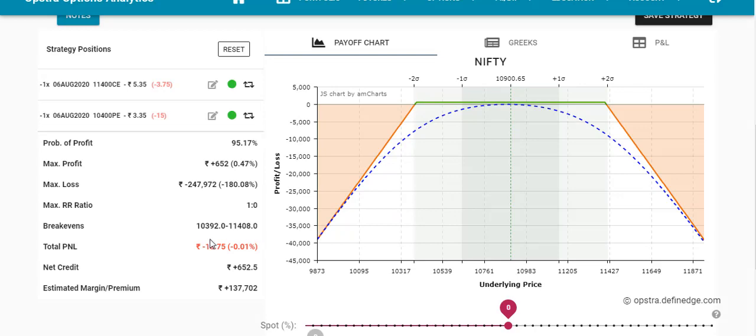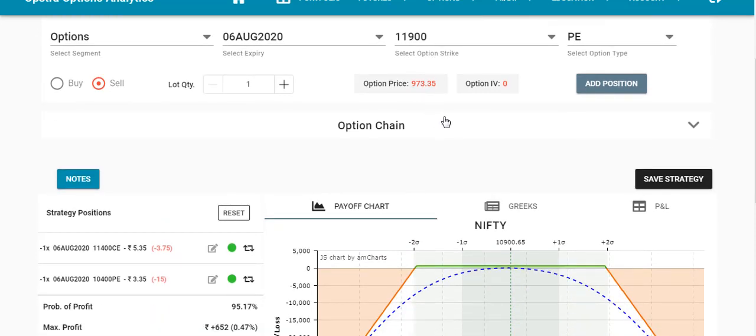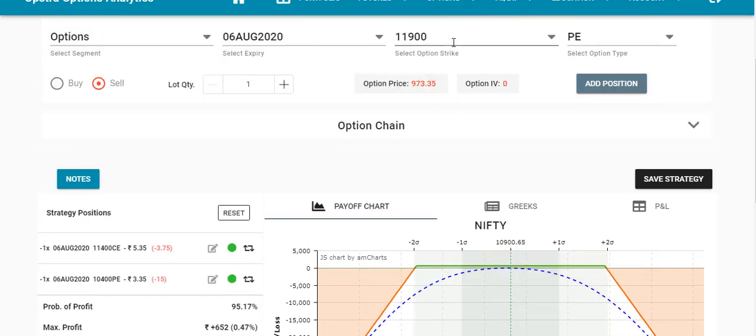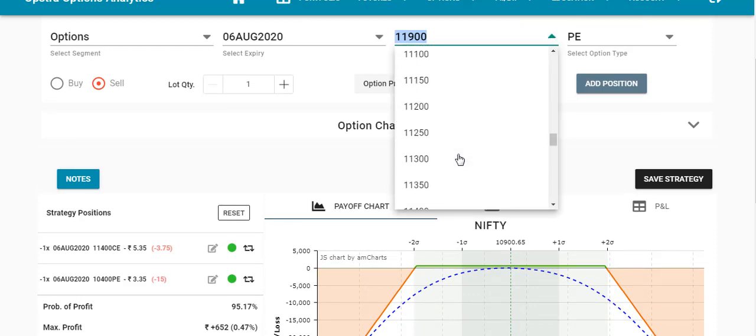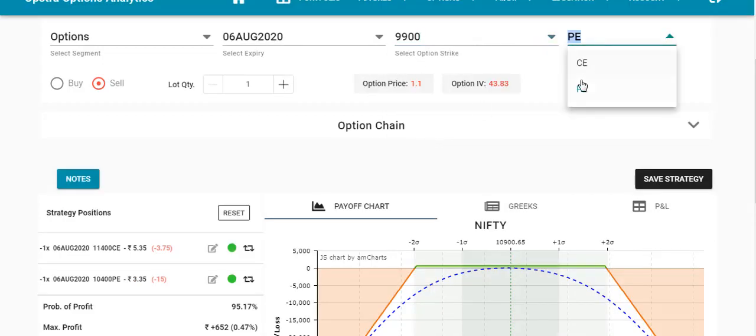So suppose the market is going down, and 10,400 has been reached. So what do we need to do? We need to deduct 500 points from 10,400. That will make around 9,900. So now we need to sell the 9,900 call. We need to sell a deep in the money call. Let me select call.